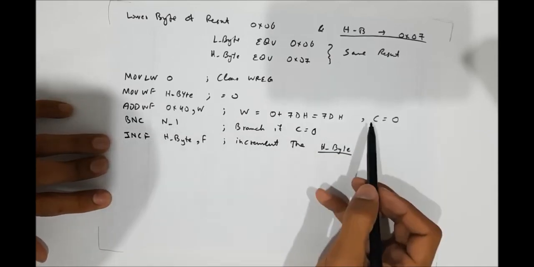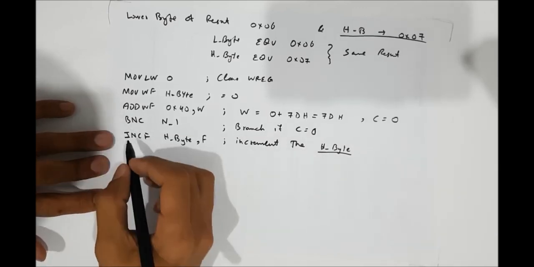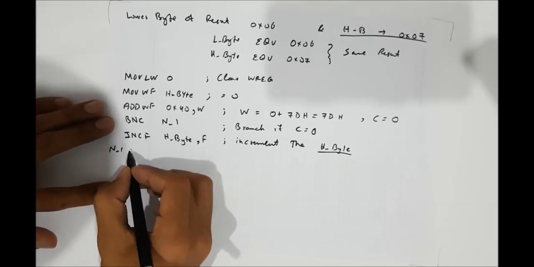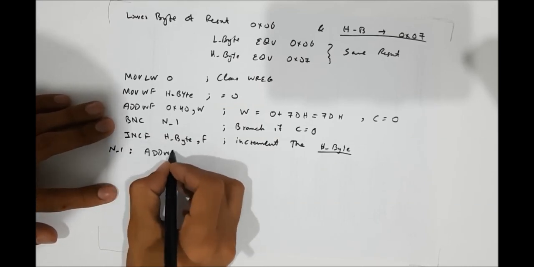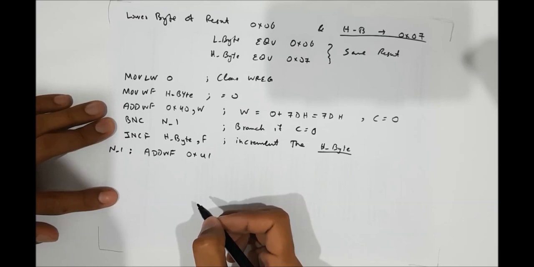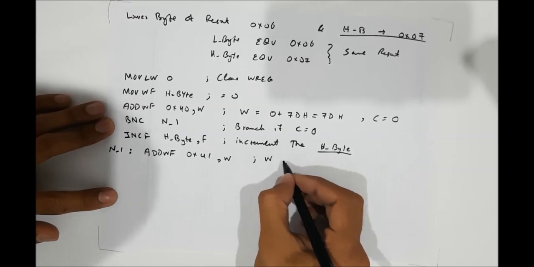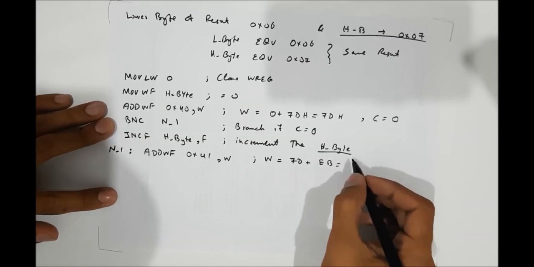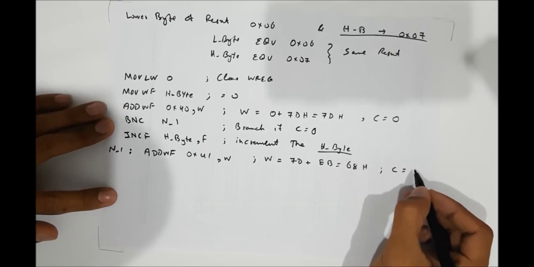In this case, we know that carry was 0, so it will probably jump to the next instruction. So what should be the next instruction? N1. At N1, what we want to do is ADDWF 0x04, 1, and the result will be saved in the W register. Again, what this instruction will do is W = 7D + EB = 68 hex, and now carry is equal to 1.